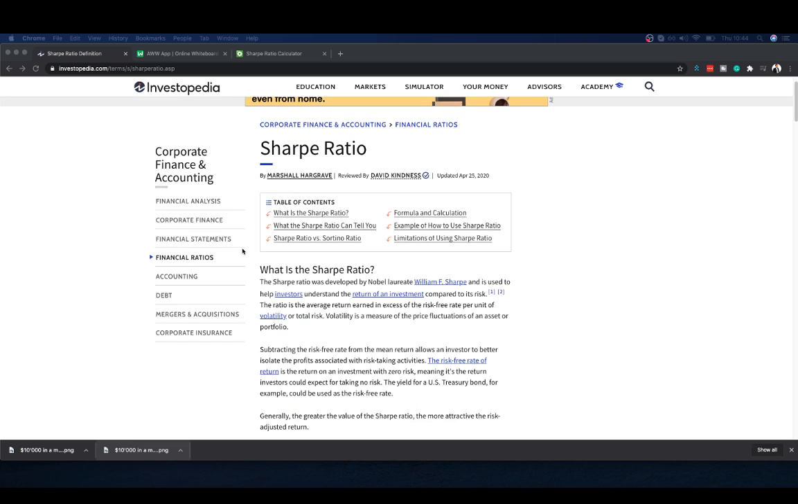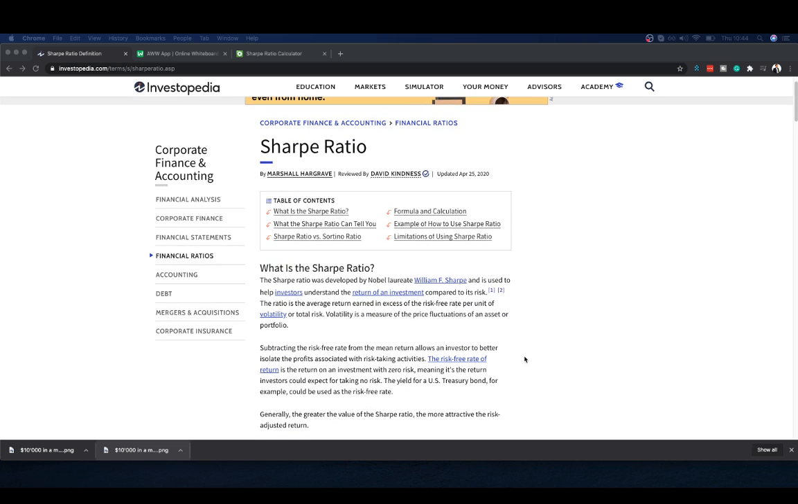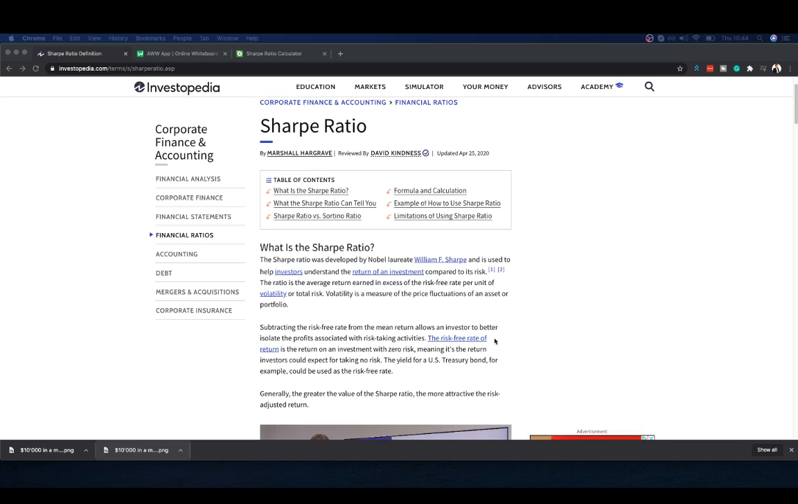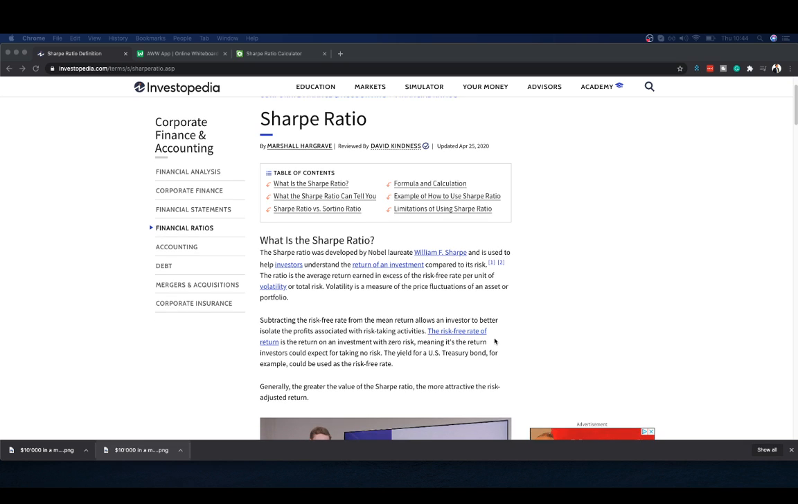Anyway, today we are going to talk about the Sharpe ratio in the simplest way. The Sharpe ratio is something a lot of people have been talking about for a long period of time. It was developed by the Nobel laureate William F. Sharpe, and is used to help investors understand the return of an investment compared to its risk.